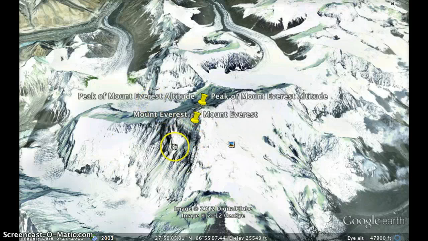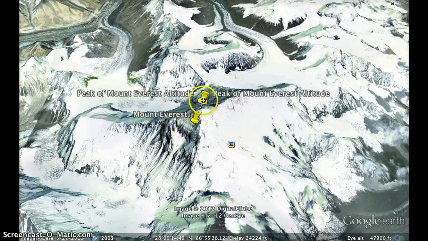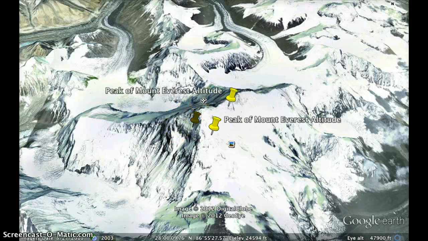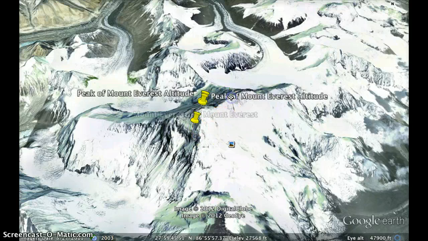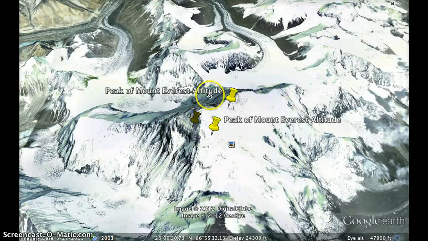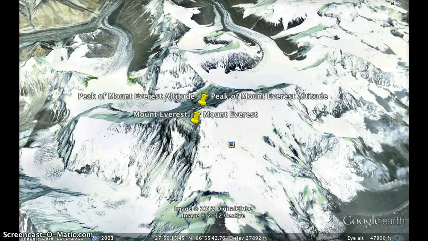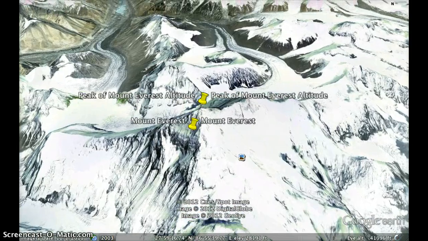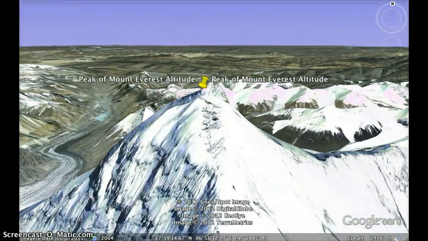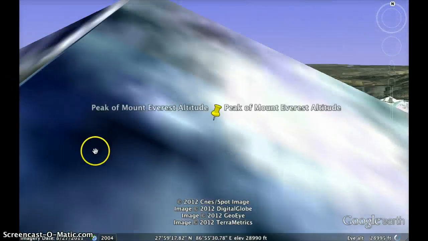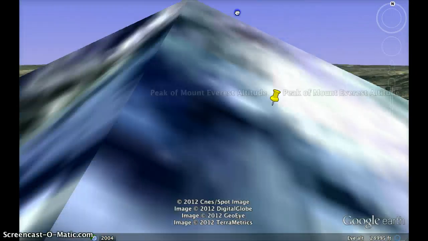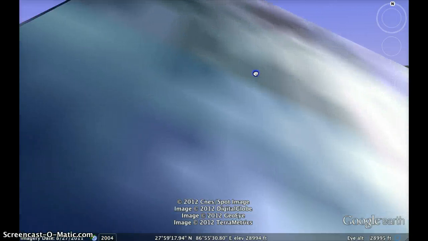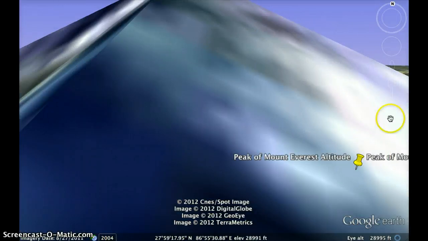How high do you think the peak of Mount Everest is? Well, let's go ahead and take a look. Wow, right up there. If you take a look at this, we're going to go right up to the top, and we are at 28,995 feet. Wow, that is massive.